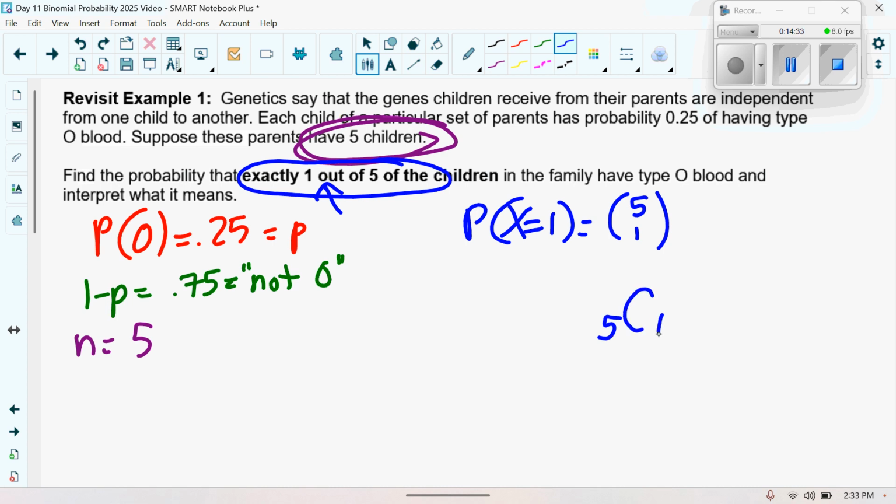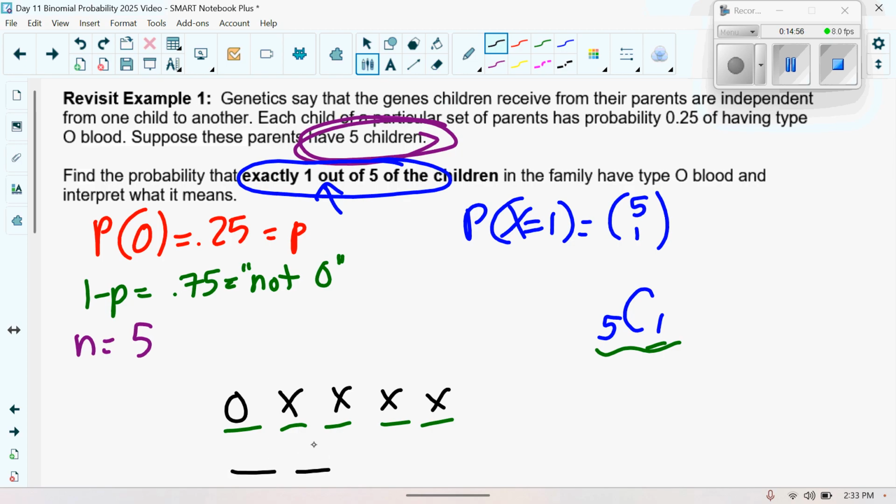What does this mean? This means, how many ways can we arrange having one of those kids having type O blood? So think back to the February rain situation, right? In this case, we have 5 children. How many arrangements can we make of one of those 5 kids having type O? It could be here type O and then not, or it could be the second child could have type O and then not, etc. Okay, so how many total combinations of that are there? There's probably 5, okay?